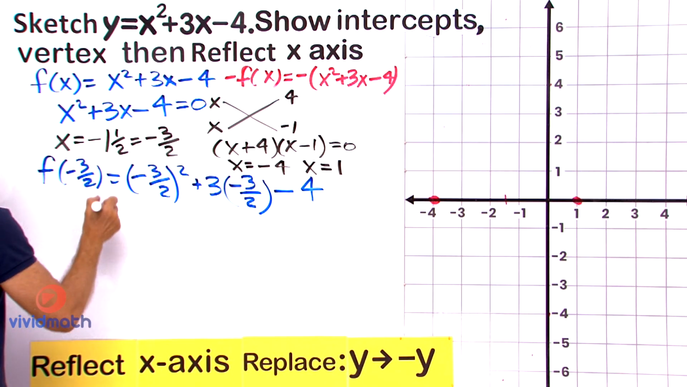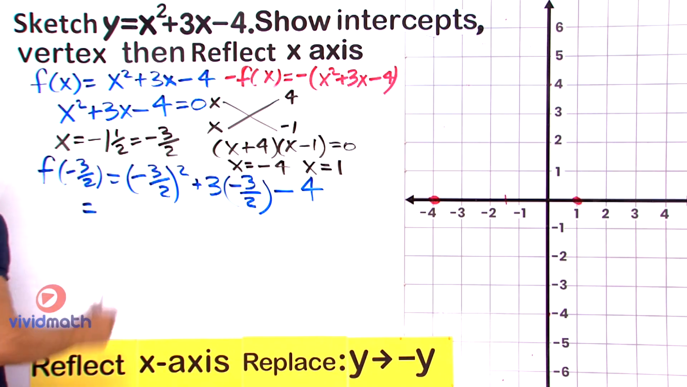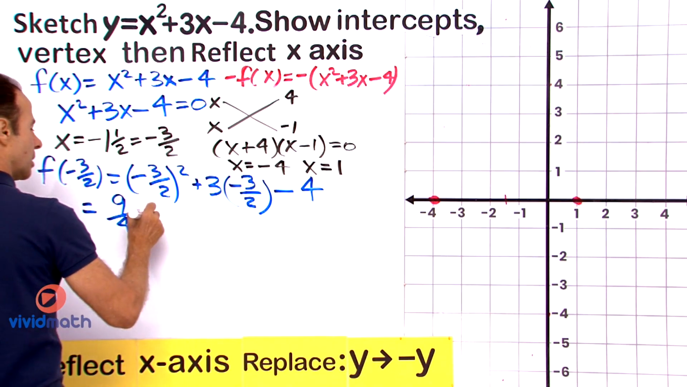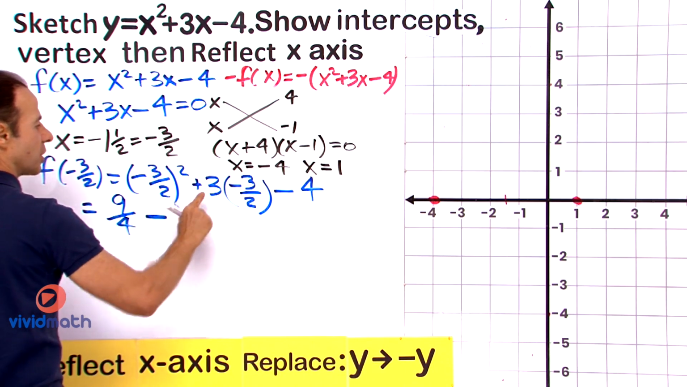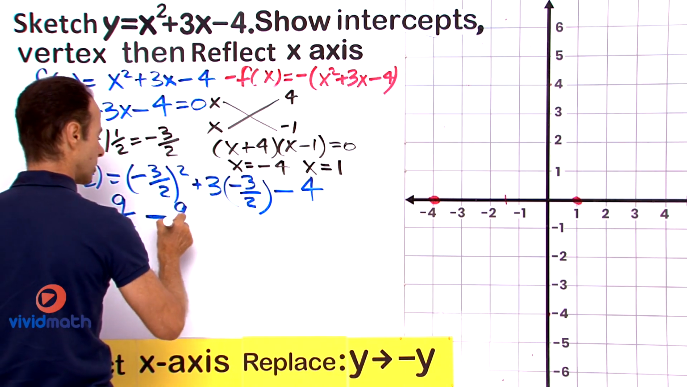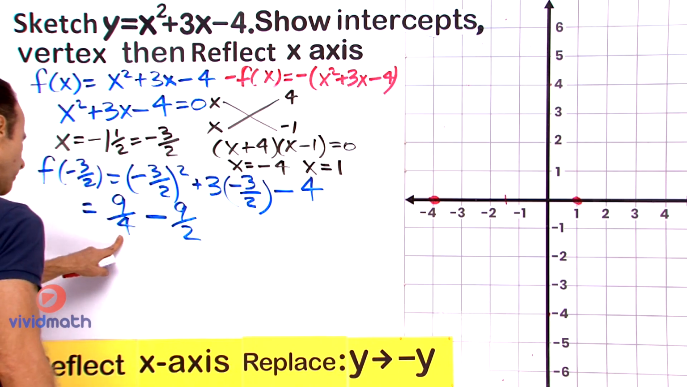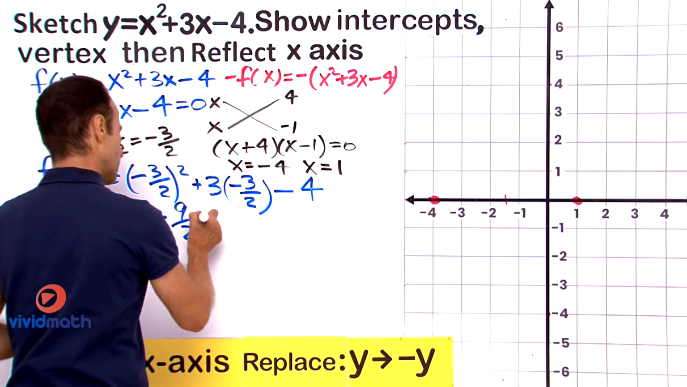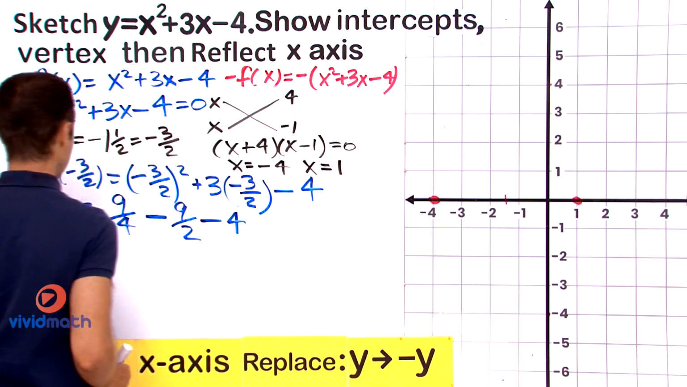Okay, let's further simplify this. That's going to equal negative 3 on 2 times negative 3 on 2, which is positive 9 on 4, minus, because a positive and a negative is a minus, 3 3s are 9 on 2. Let's check that. 9 on 4 minus 9 on 2. Bring down the minus 4. Minus 4. What's that going to equal?